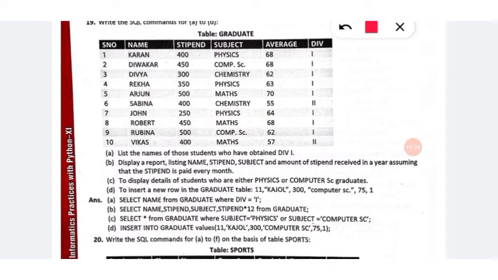Then next question, to insert a new row in the graduate table. So to insert a new row, we have to write the insert into statement. So insert into graduate values, then in bracket the values that are given in the question. Write as it is. If the values are for all the columns, and not inserted to a particular column only, write as it is in a bracket. So open the bracket, then write the values as it is, then close the bracket and put a semicolon.